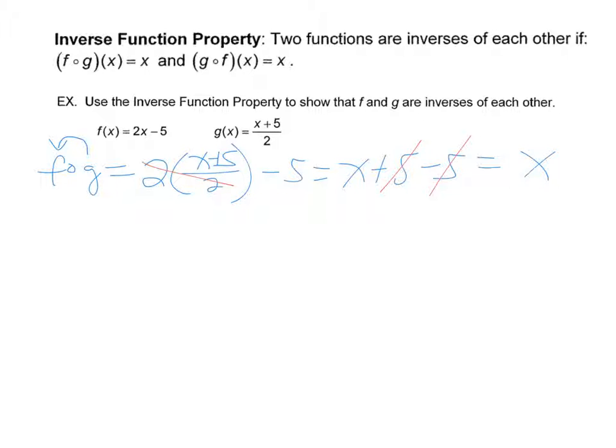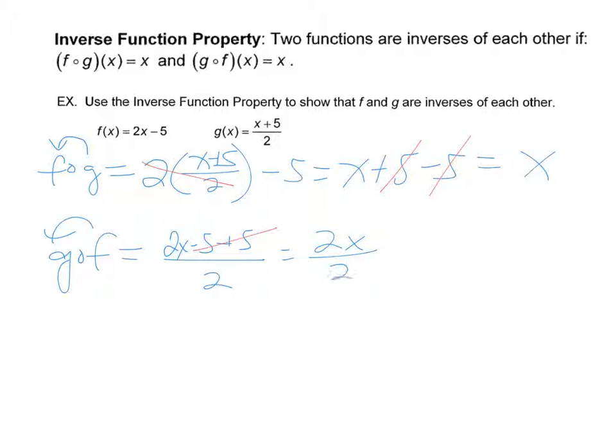Then we go the other way around. G of f: the one on the right plugs into the one on the left. So we have a fraction, and where the x is, we replace it with the f function, 2x minus 5. And then we still have the plus 5 over 2. So the 5's cancel. You're left with 2x over 2. The 2's cancel, and you're just left with x. So because f of g equals x and g of f equals x, we've proven that the two functions are inverses.